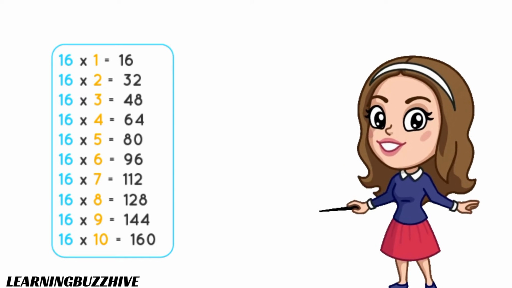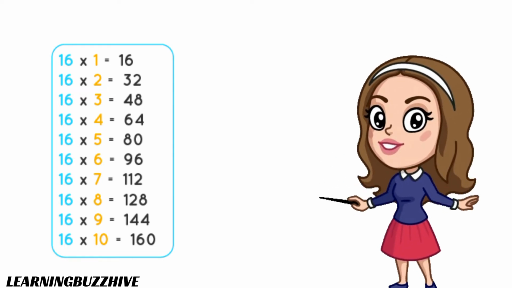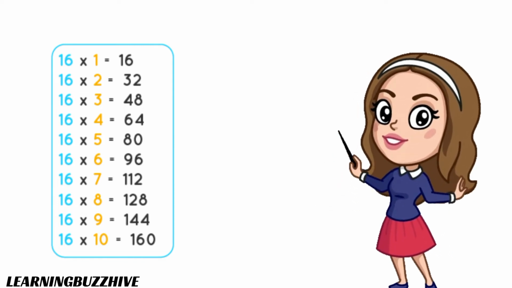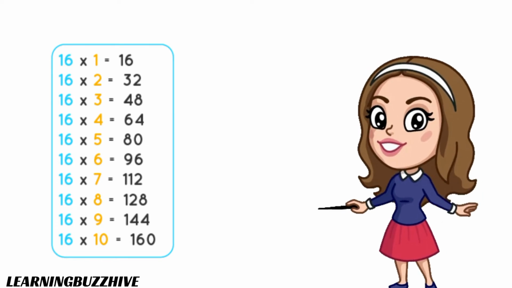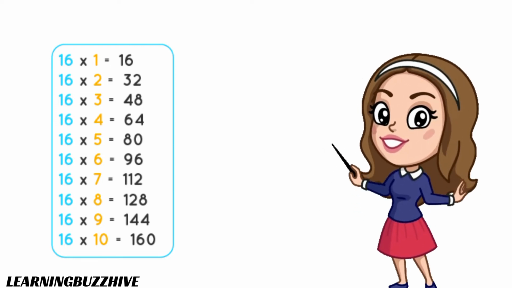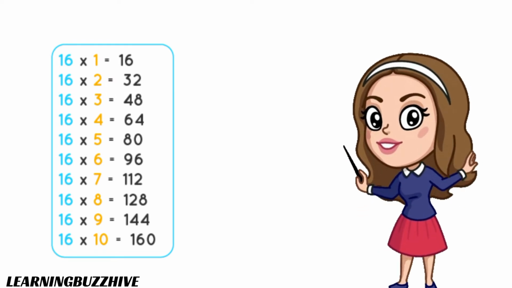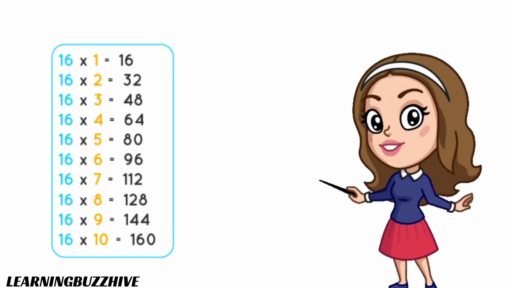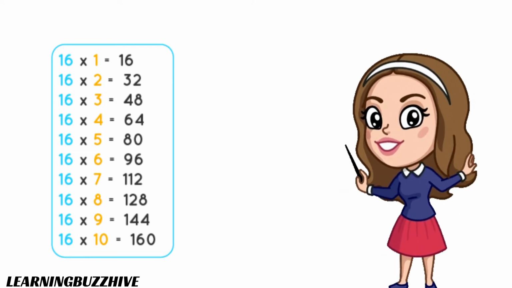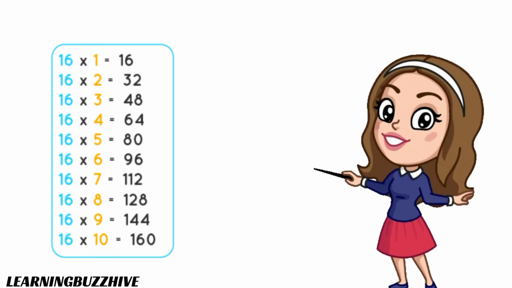Next, 16th table. 16 ones are 16, 16 twos are 32, 16 threes are 48, 16 fours are 64, 16 fives are 80, 16 sixes are 96, 16 sevens are 112, 16 eights are 128, 16 nines are 144, 16 tens are 160.